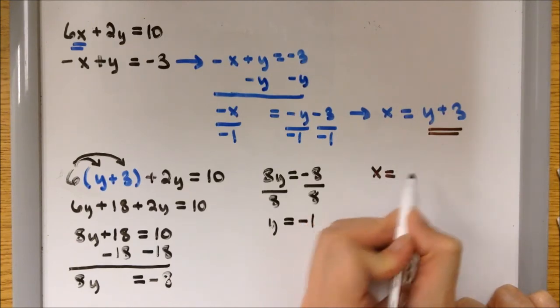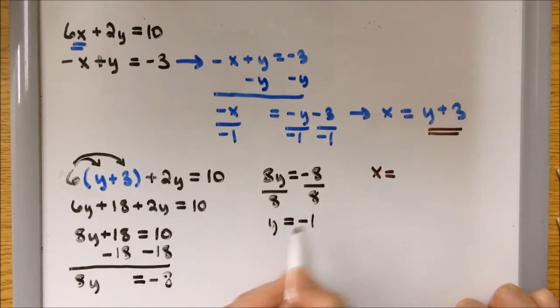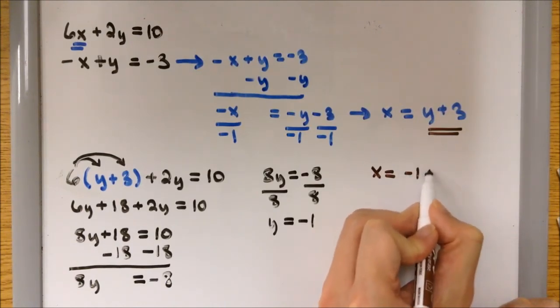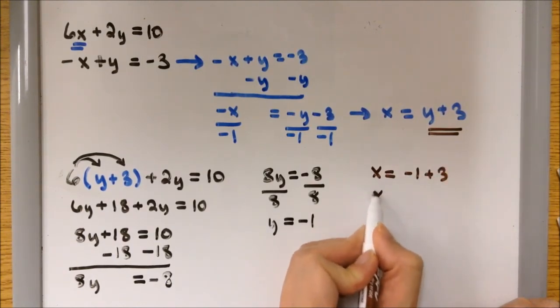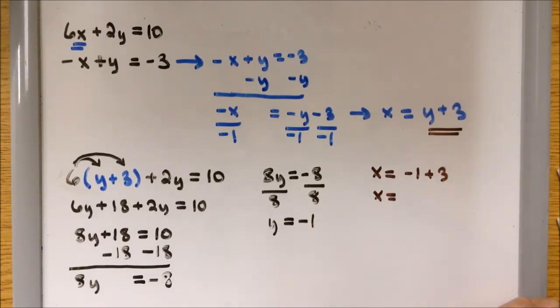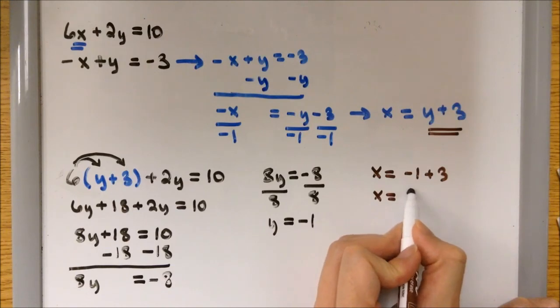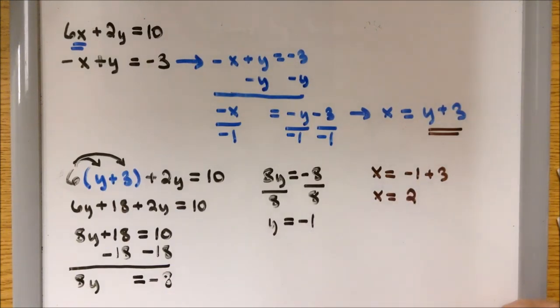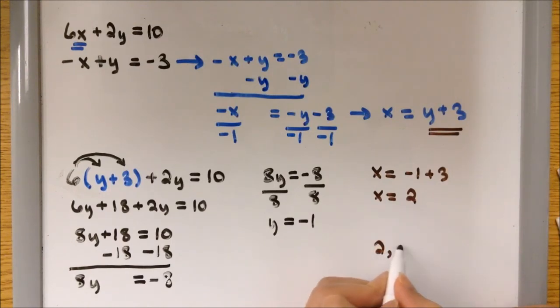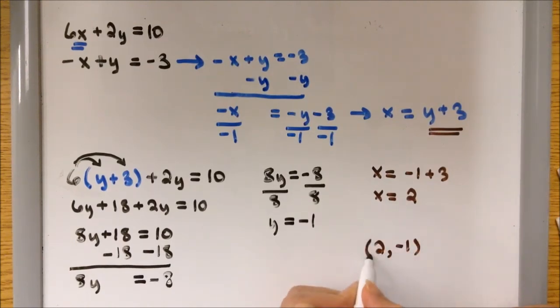So x equal, I'm going to plug in the value for y, so it'll be negative 1 plus 3. x equal negative 1 plus 3, again, you can always use the number line to double check your work, will be a positive 2. Now if I were to write it as a coordinate point, it'd be 2 comma negative 1. And I would box that up as my final answer.